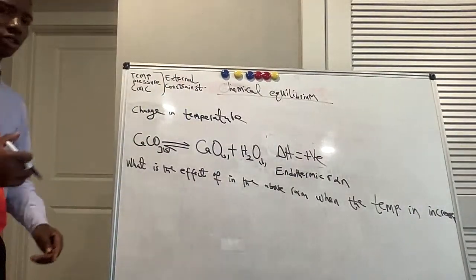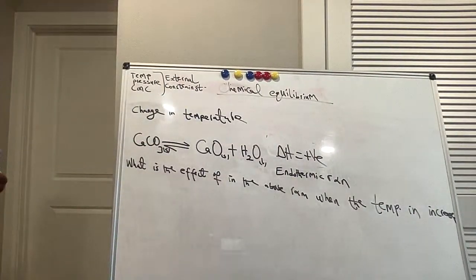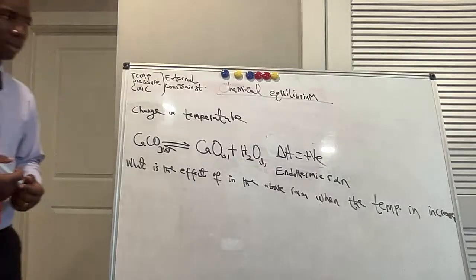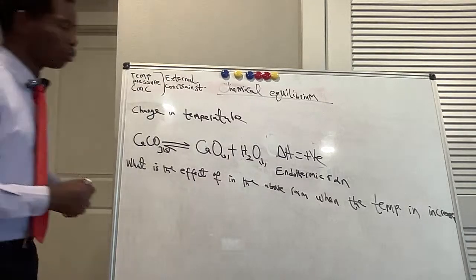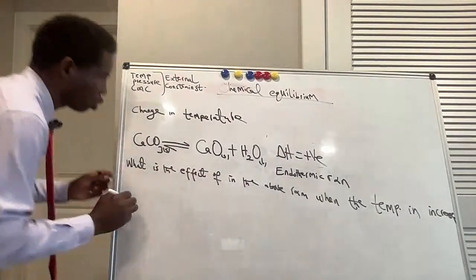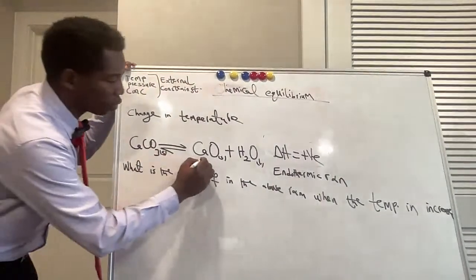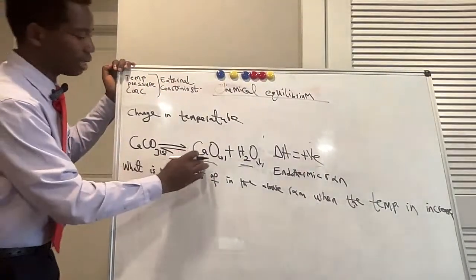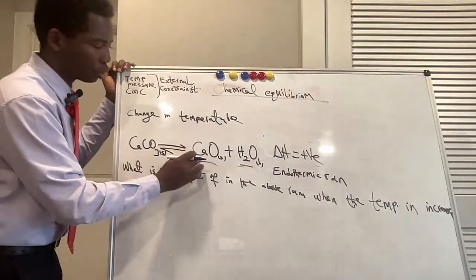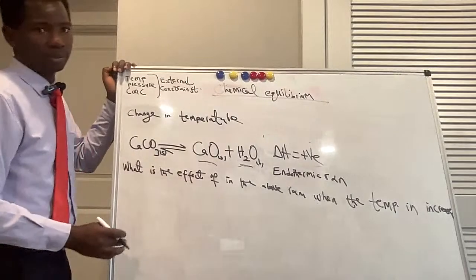In an endothermic reaction, when the temperature is increased, it favors what? The product side. So therefore, it increases the production of what? Calcium oxide and water. So when the temperature is increased, it increases the production of calcium oxide and water.